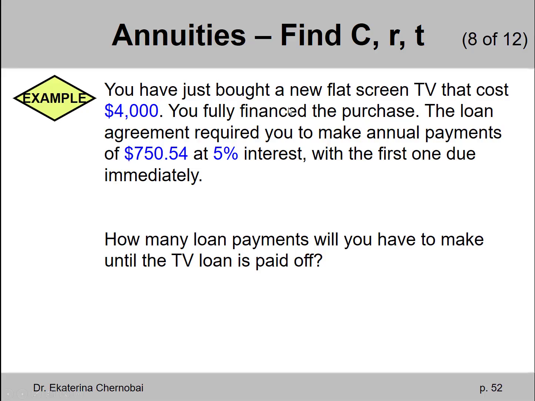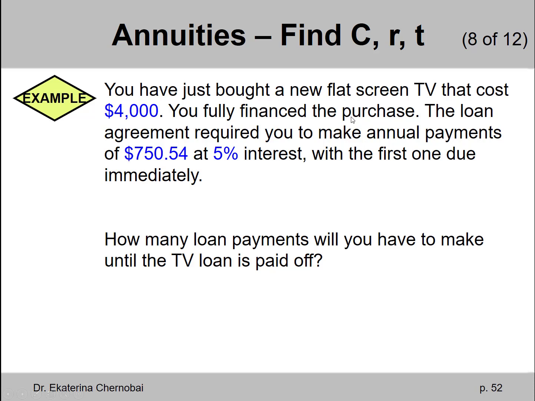The first question is, do we know the present value or the future value of an annuity? $4,000, the loan amount, is the present value of an annuity of loan payments. You can almost remember it as a rule. Any loan is the present value of loan payments, right? So $4,000 is the PV.